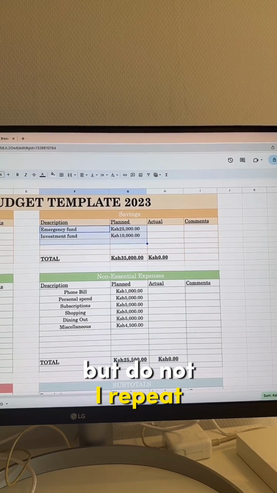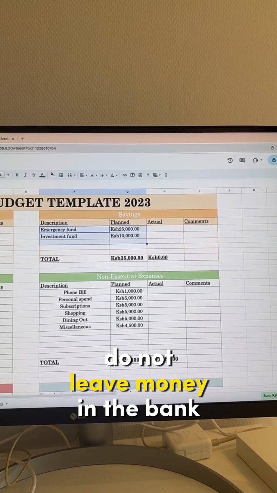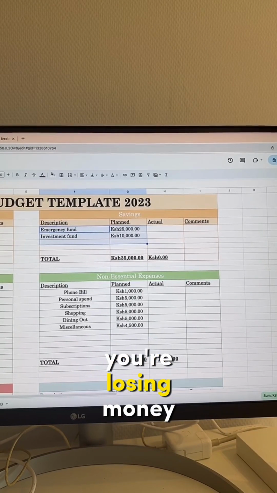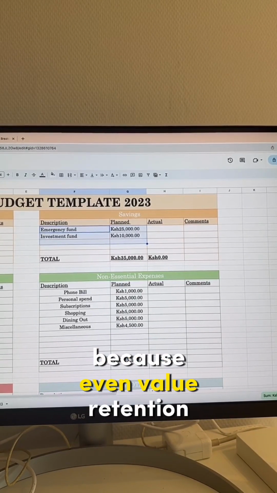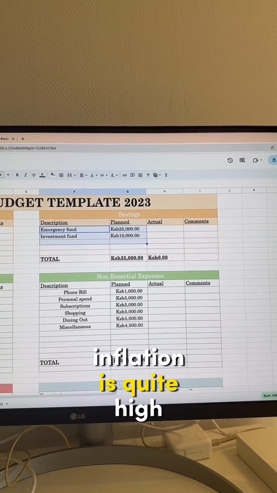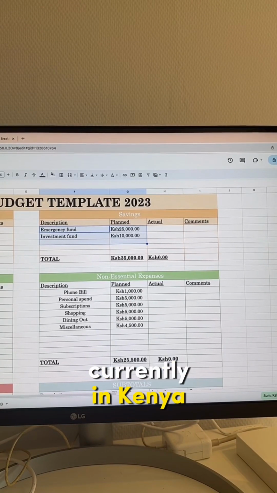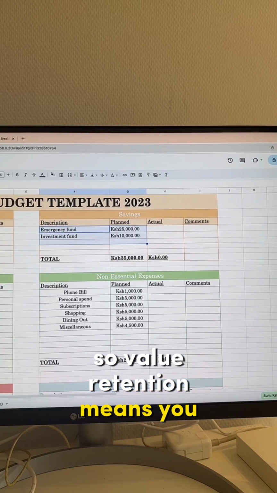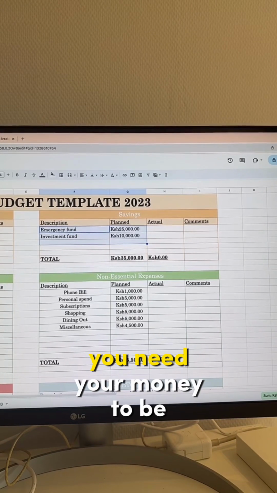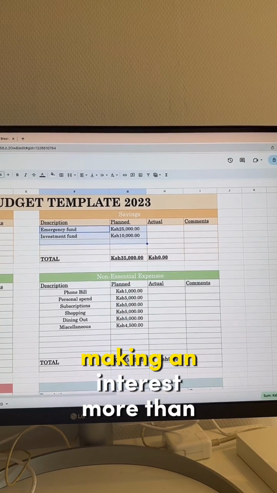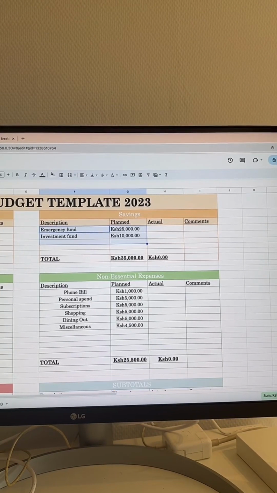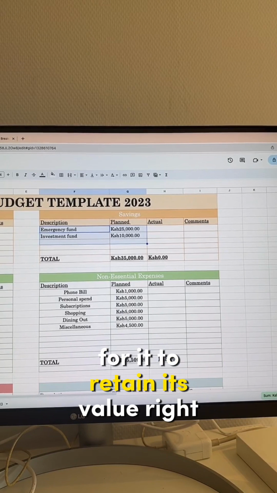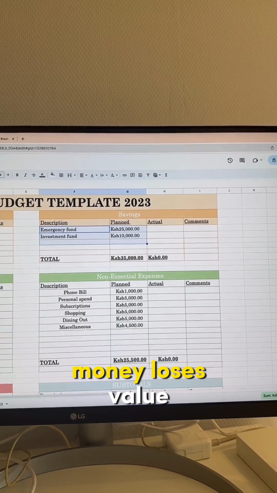But do not, I repeat, do not leave money in the bank. You're losing money because inflation is quite high currently in Kenya. So value retention means you need your money to be making an interest more than inflation for it to retain its value, right? Because money loses value.